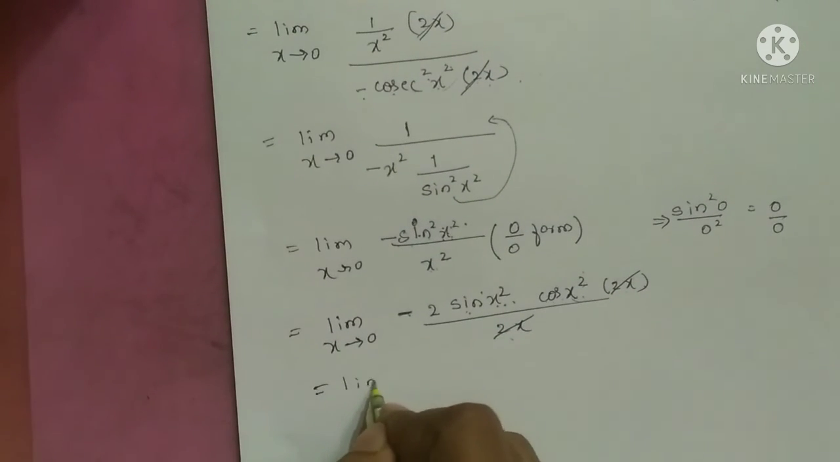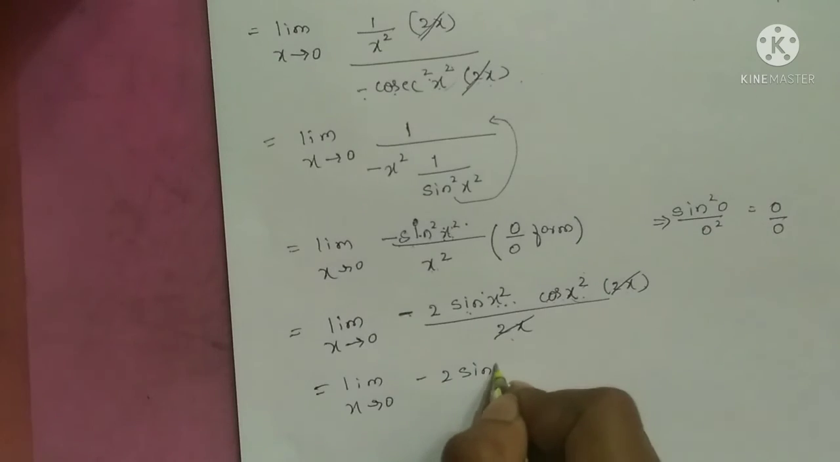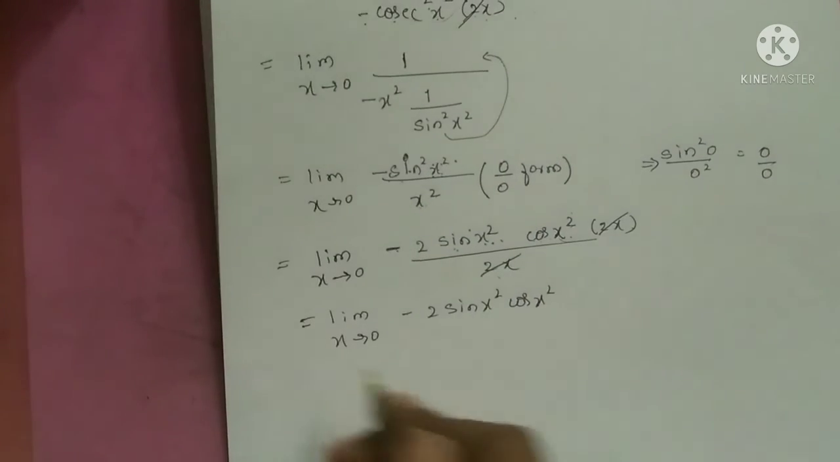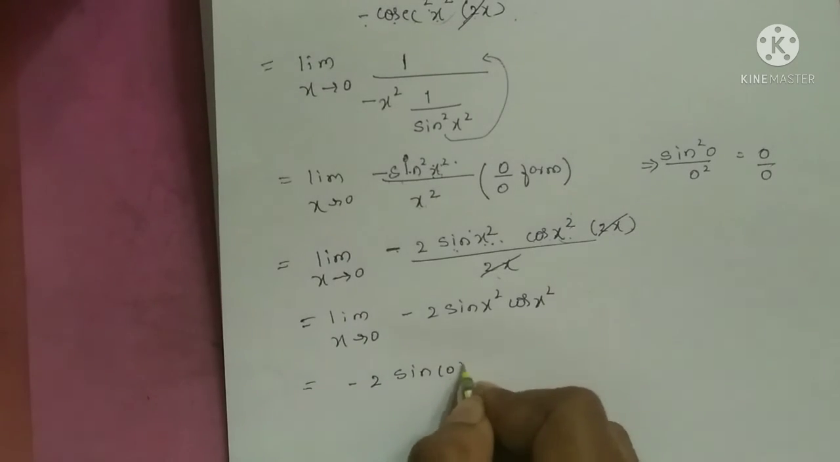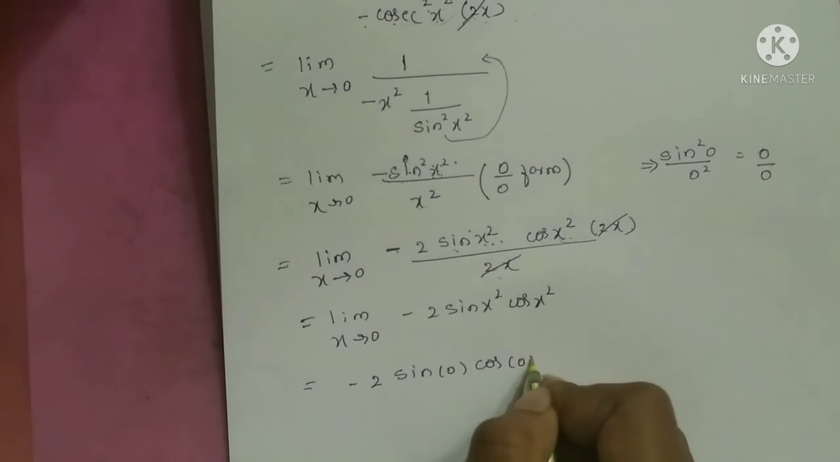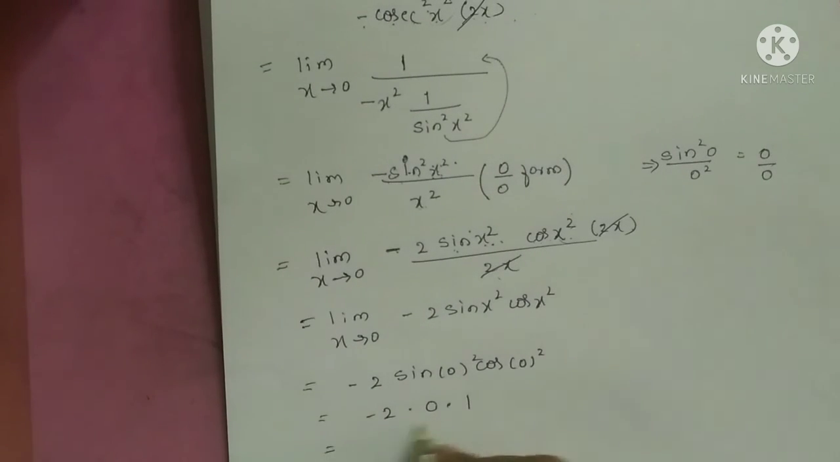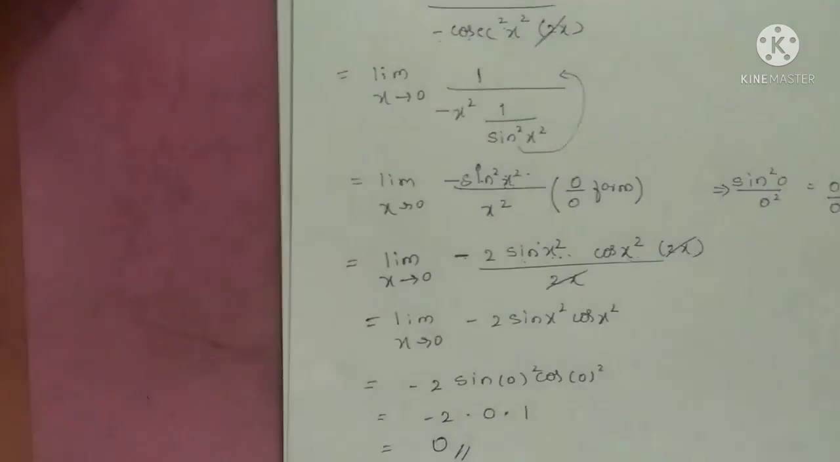Limit x tends to 0 of 2 sin x square cos x square. When you apply the limit for this, what do you get? 2 into sin 0 into cos 0 square. So 2 into sin 0 is 0, cos 0 is 1. So 0 into any number is 0. So your answer for this question is 0.